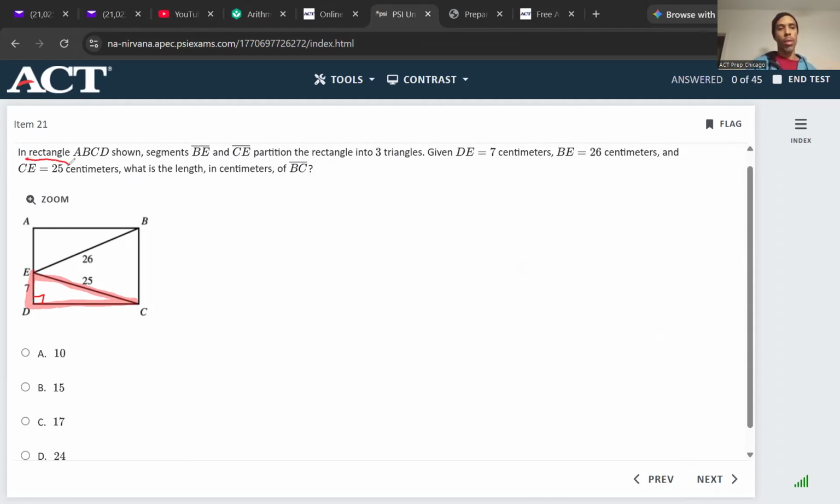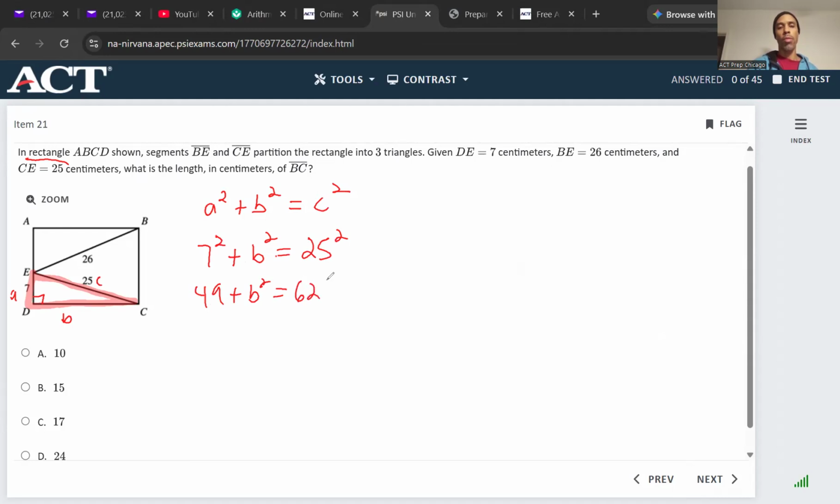So now I can apply my Pythagorean theorem because I got this could be A, this could be B, and this could be C. You use Pythagorean theorem whenever you're trying to get the missing side length of a right triangle. A squared plus B squared equals C squared. A is 7, so 7 squared plus B squared equals what? 25 squared. 7 squared is 49 plus B squared.